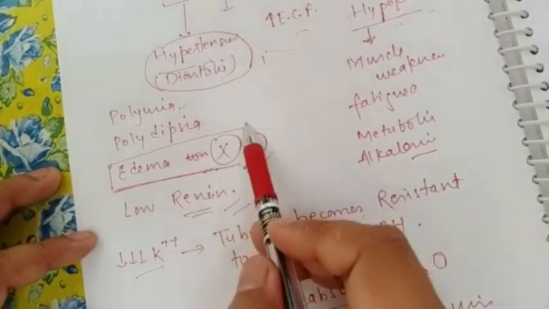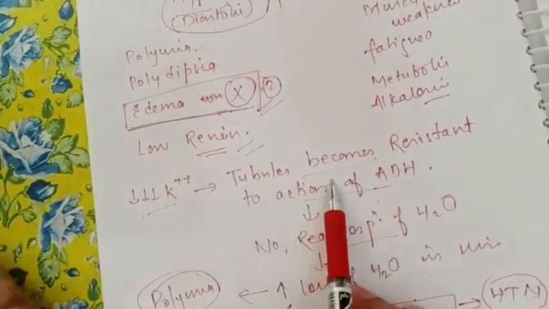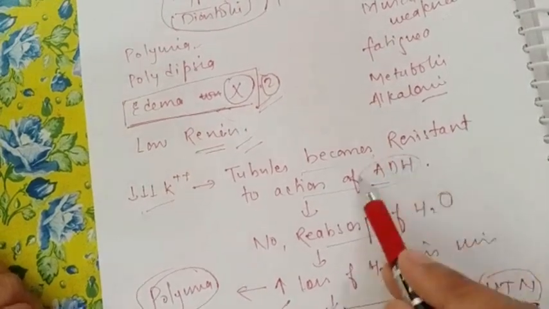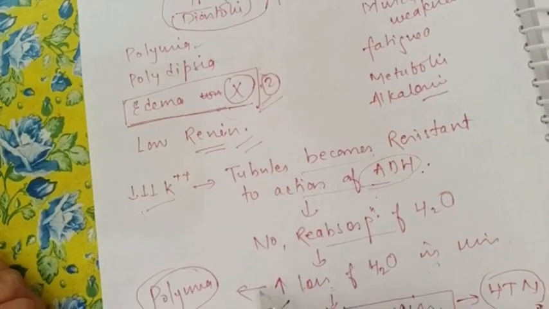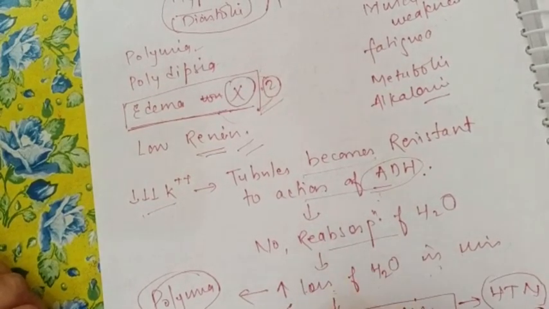Why is edema absent? Because in the presence of low potassium, the tubules become resistant to the action of ADH. So there will be no reabsorption of water by ADH, and there will be increased loss of water in the urine, which leads to polyuria. Since water keeps on going out, there will be no edema.